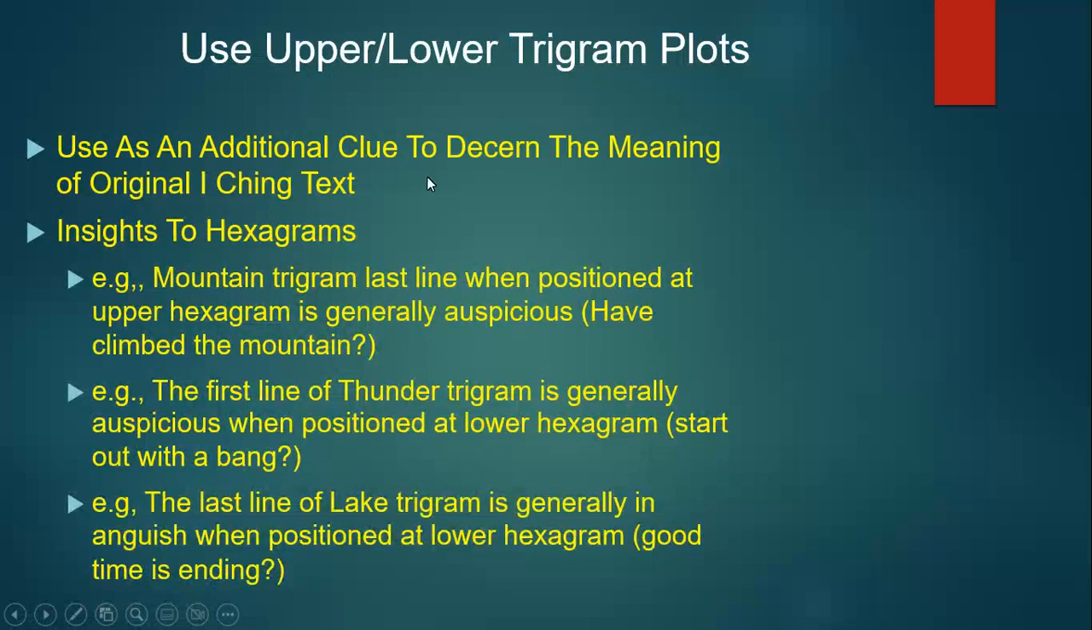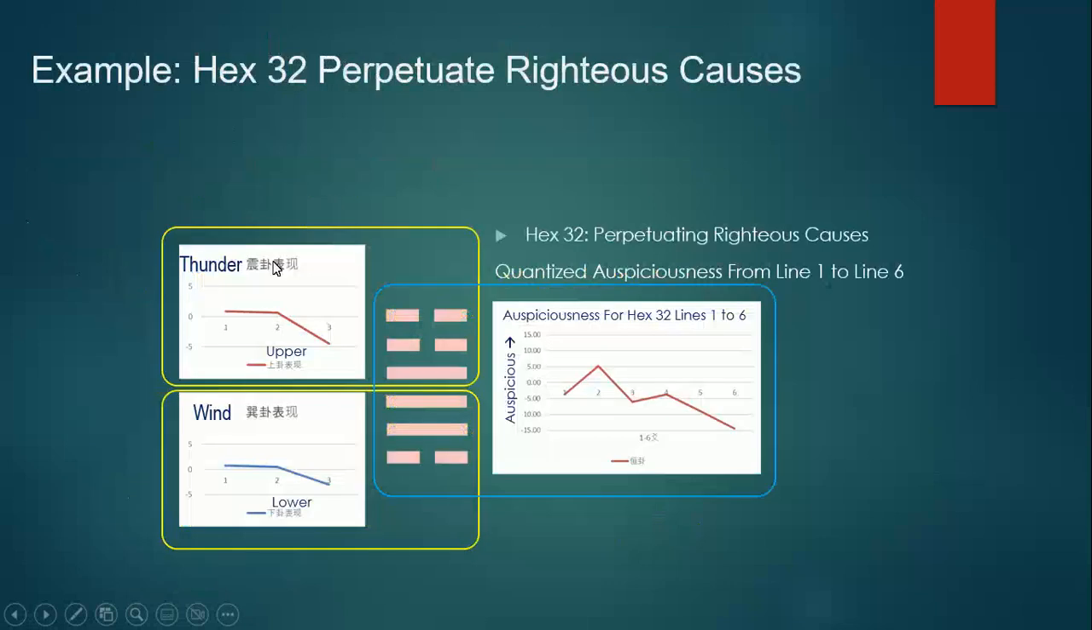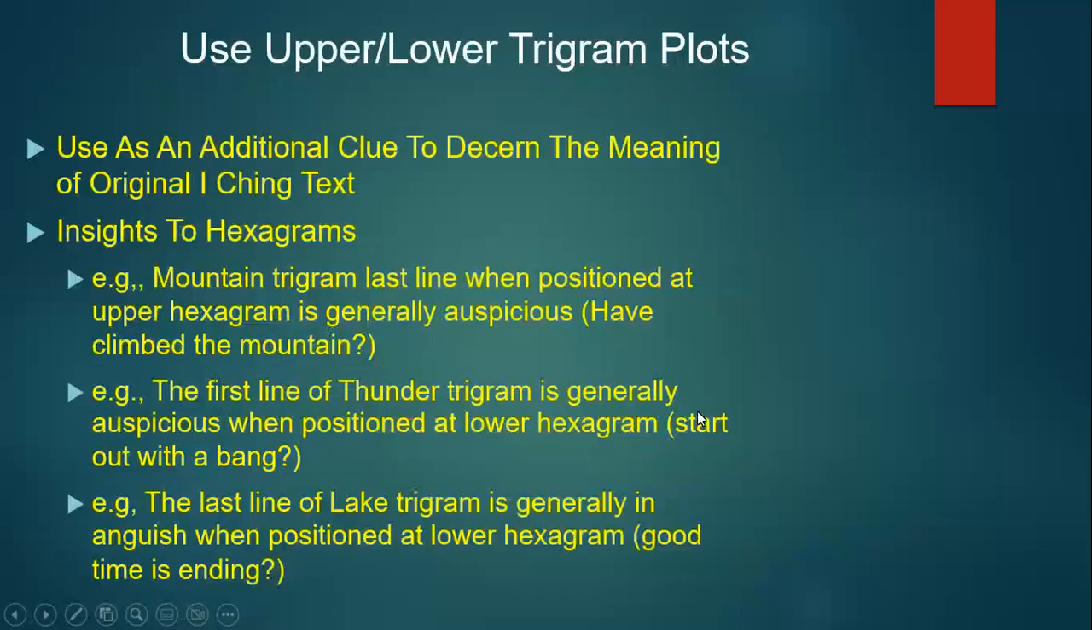So we found this to be pretty useful because we can get an additional clue to discern the meaning of the original I Ching text. Once we know which trigram is on the top and which is on the bottom, we can estimate the behavior of the overall hexagram for certain lines within that hexagram. Are they more toward the auspicious area or the anguish area? Furthermore, we can get some more insights into the hexagrams themselves.